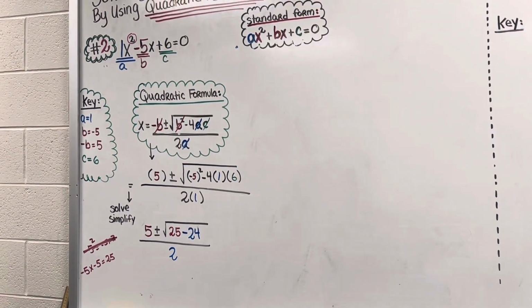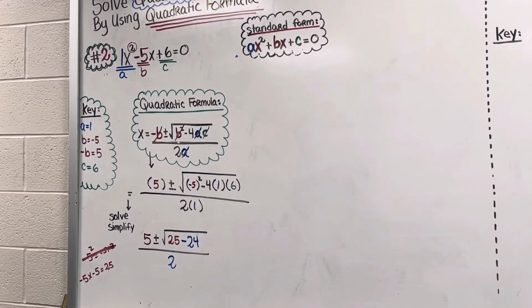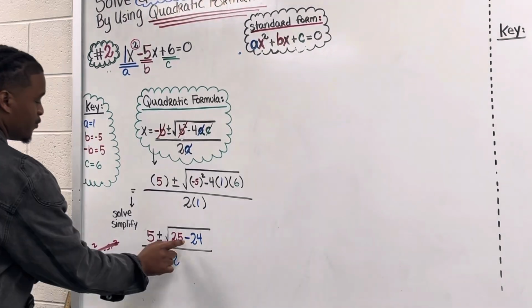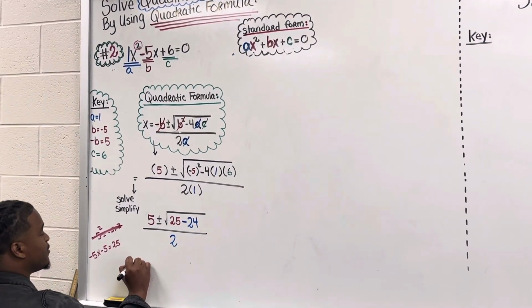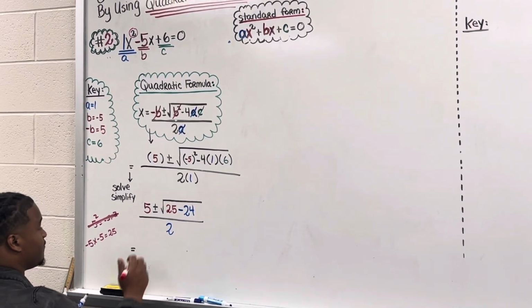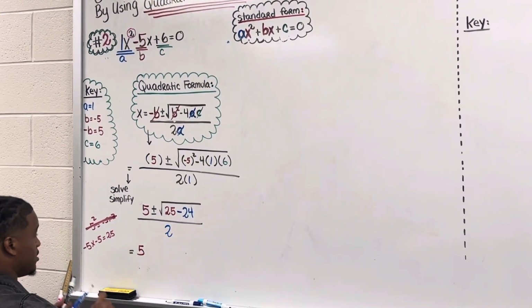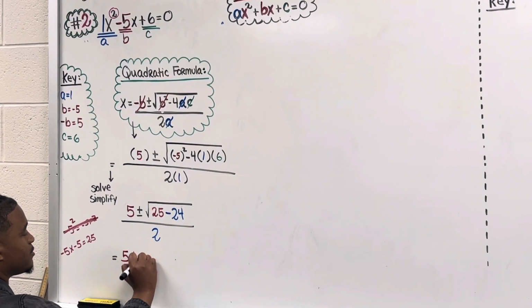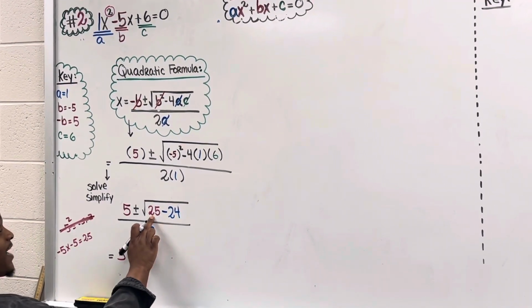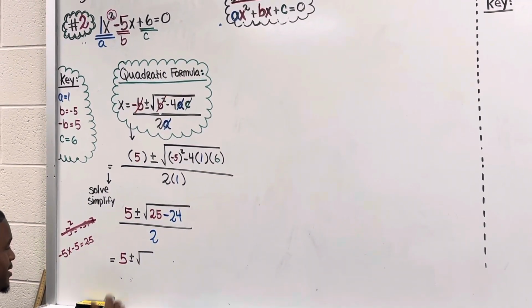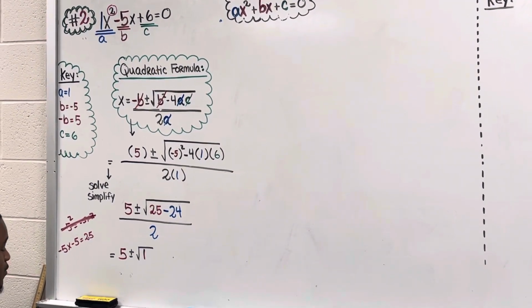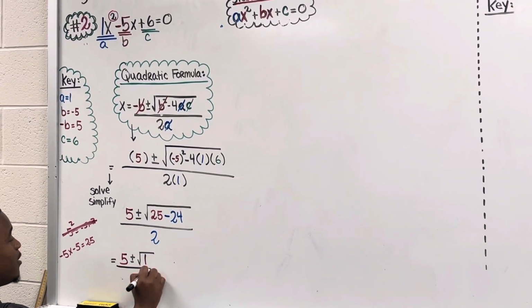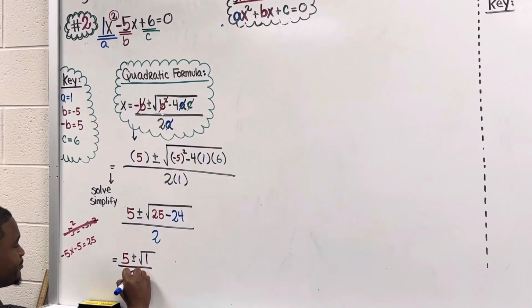Okay? So we're almost done, guys. The only thing we really have to simplify moving forward is the square root. So, once again, let's keep going. I still have a 5 plus or minus the square root of 25 minus 24, which is 1. So it's plus or minus the square root of 1, all divided by 2.